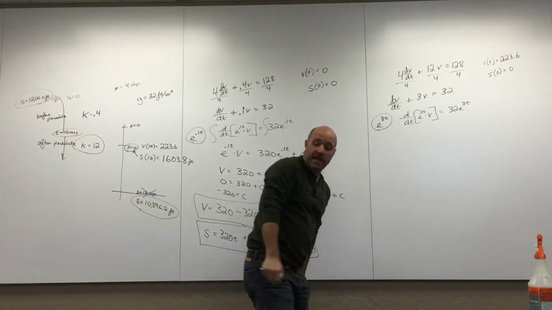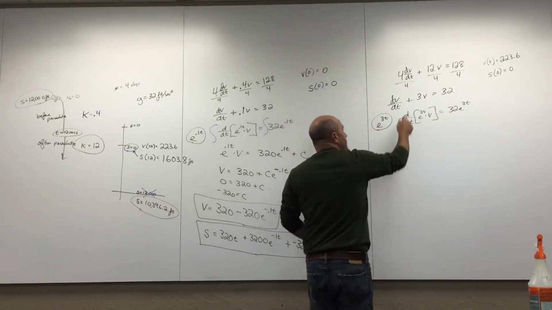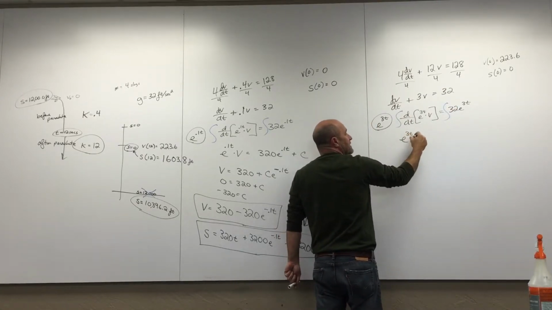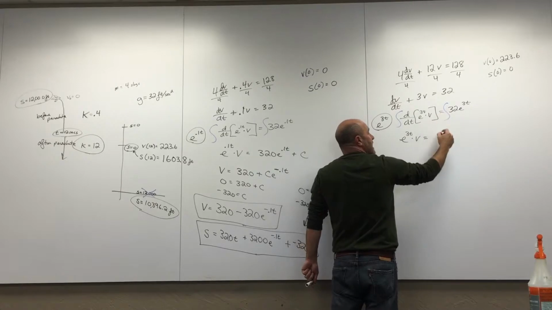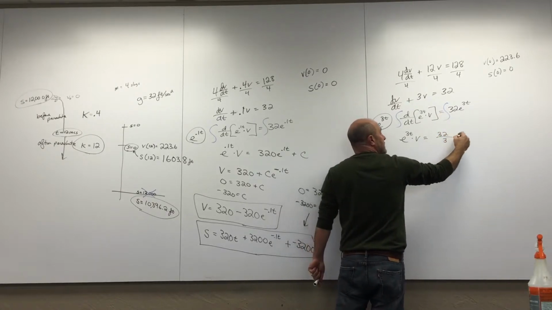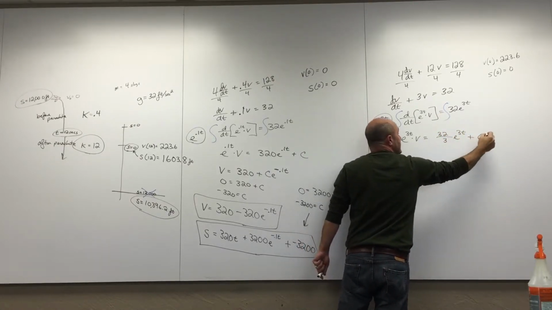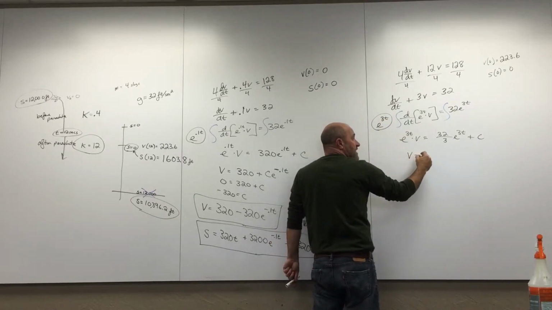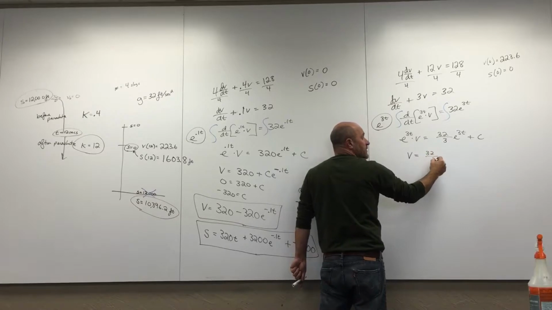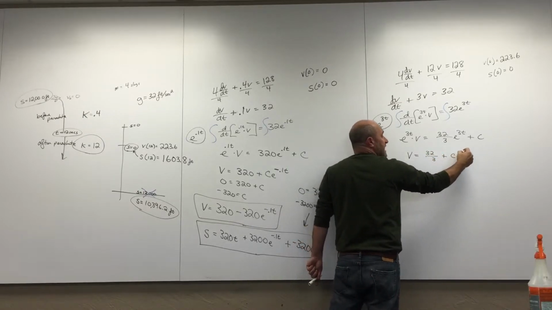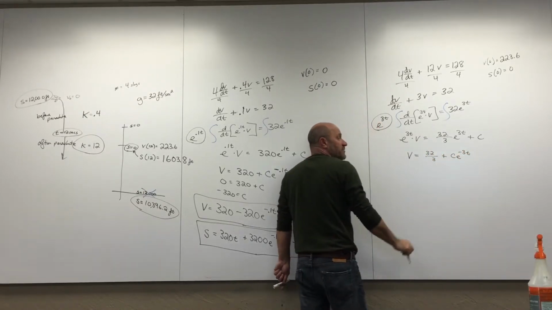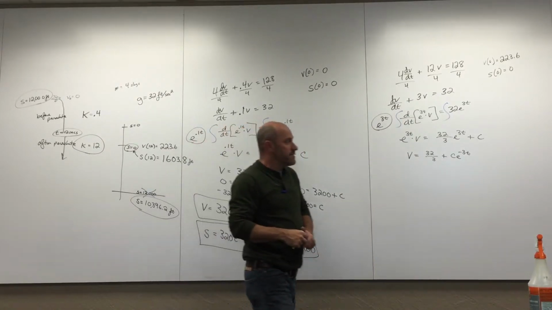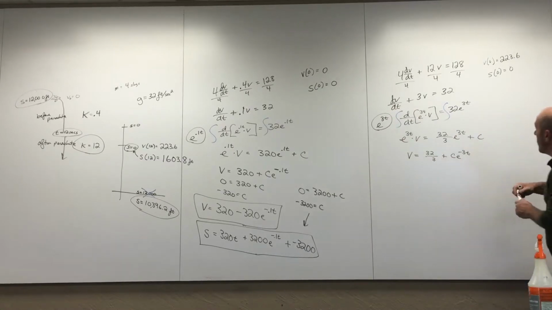You integrate both sides of this equation now. On this side, e to the 3t times v. On this side, 32 thirds e to the 3t plus some c. Divide by that e to the 3t, and v is 32 thirds plus c e to the negative 3t. That's pretty cool. If I use my initial condition, I can find c.